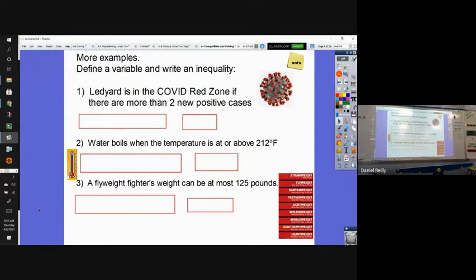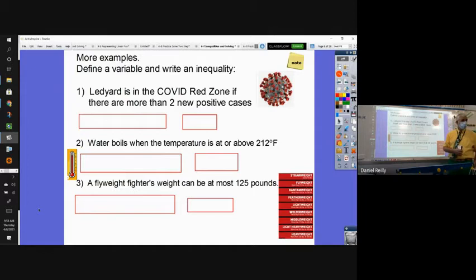So Ledyard is in the COVID red zone, which we have been for like 6 weeks, if there are more than 2 new positive cases in town in the week, okay? The actual requirement is 15 cases out of every 100,000 people. Ledyard only has 15,000 people in it, so if only a couple people test positive, then we're in the red zone. All right, so what is the variable here, Roman?